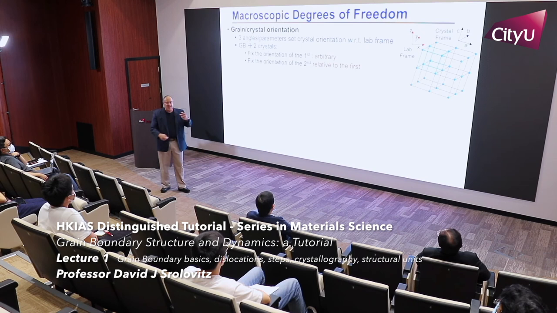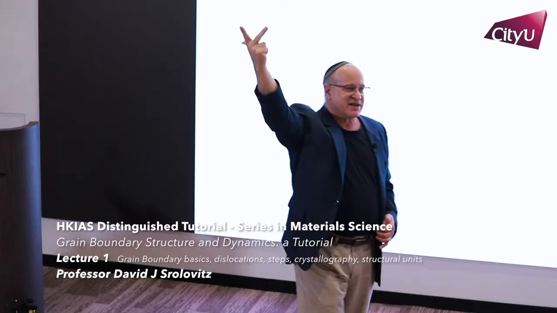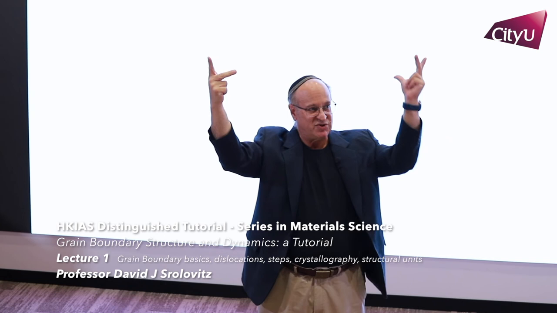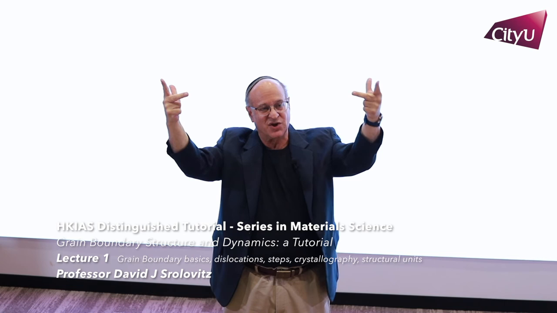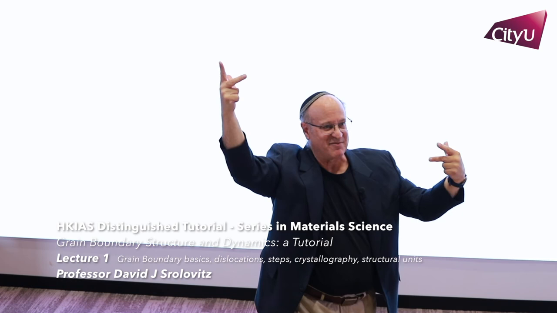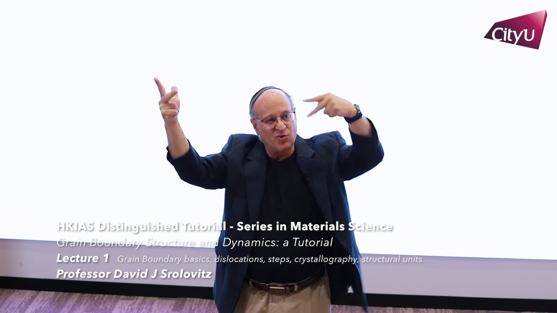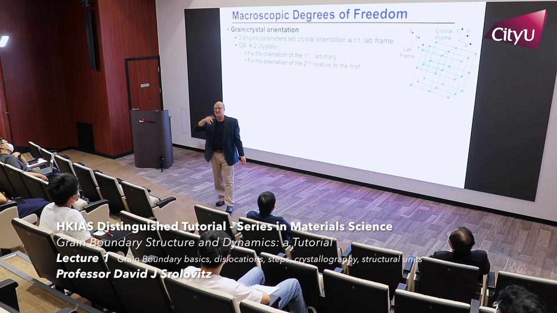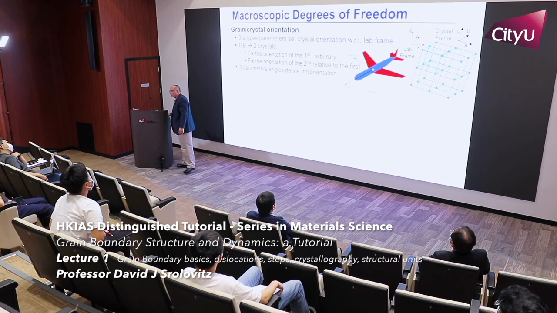Once I specify the orientation of one crystal, then when I'm talking about the misorientation between 2 grains, I can now talk about the orientation of these axes relative to this one, okay? So choosing this costs me nothing because it's arbitrary which axes I choose. But once I choose that, then the relative orientation of this crystal relative to this one, that's one of the macroscopic degrees of freedom. And in fact, it's 3 macroscopic degrees of freedom.